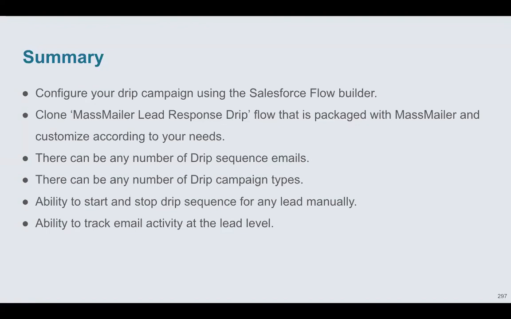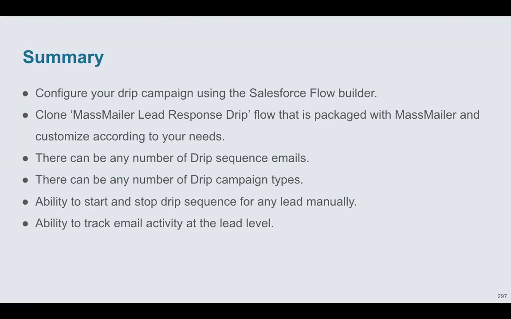And at the lead level, you are also able to start and stop the drip sequence. That's possible. So that needs to be done at the lead level. And obviously, all of the tracking that you get with MassMailer is possible to do. Meaning, since it's a MassMailer feature, the rest of it is all given to you. Any type of activity tracking, the email status tracking, submission tracking, all of that is done automatically. You don't need to do anything.